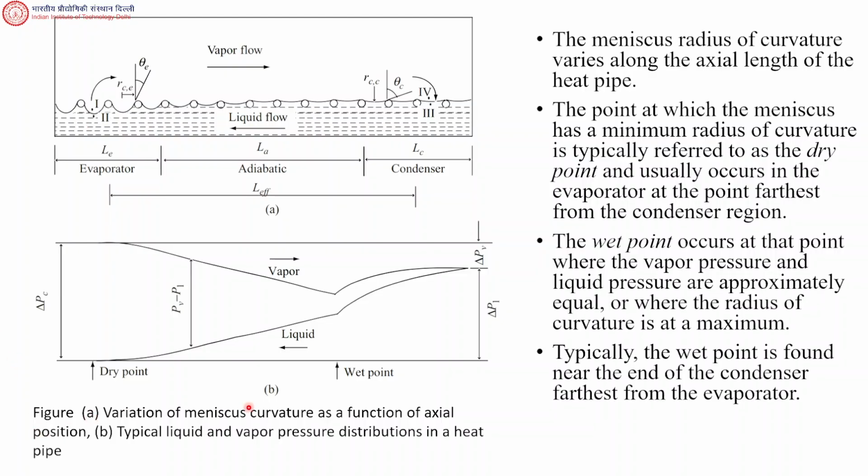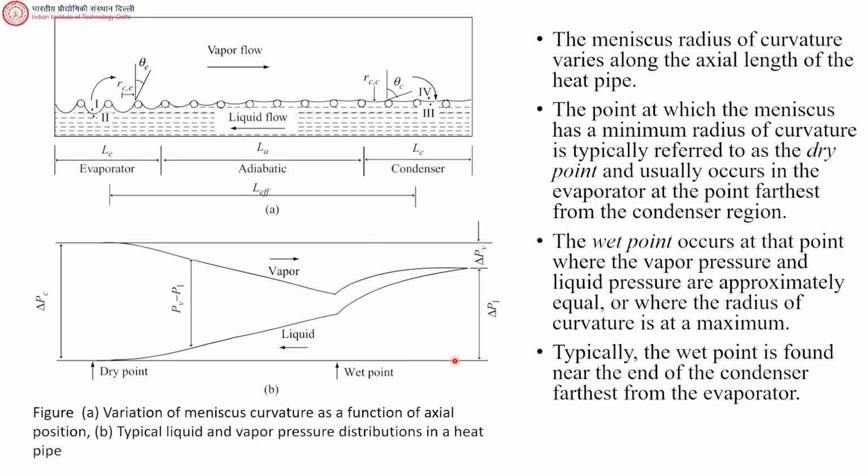And this is a figure which shows pressure drops. This is a dry point on the evaporator side, and the wet point is more on the condenser side. Now, the pressures of the vapor and the liquid are also shown here. So you will see that by the time it reaches the condenser side, the vapor pressure and the liquid pressure are approximately equal, towards the end. Again, that is apparent from the radius of curvature.